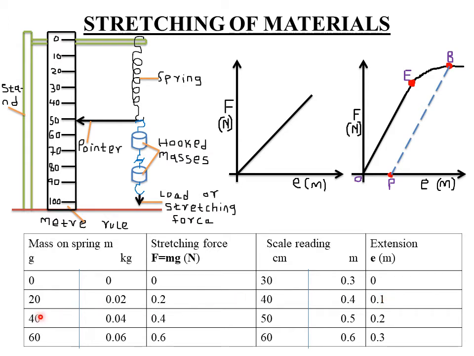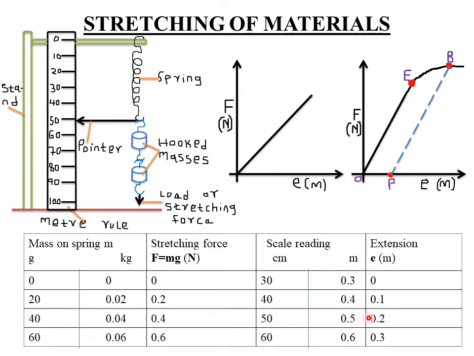Then when another mass is added, that is when we have 20 gram plus 20 gram, which is 40 gram, it is observed that the spring pointer moves from the 40 centimeter mark to the 50 centimeter mark. So when the two masses of 20 gram, or the 40 gram mass, is attached, our pointer is at the 50 centimeter mark, which is of course 0.5 meter.